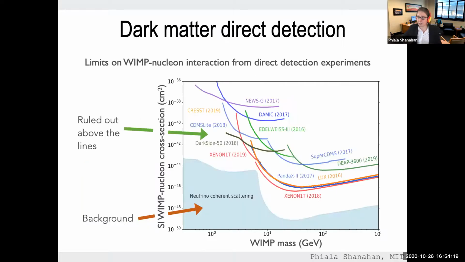So you might have seen figures like this. These are limits on the interactions of these weakly interacting massive particles with nucleons, protons or neutrons, from these direct detection experiments. On this axis, we have the mass of the weakly interacting massive particle. And on this axis, the interaction cross-section for this particle with protons or neutrons. And all of these lines are from experiments. The way to read this is that all of the space above the lines is ruled out, right?